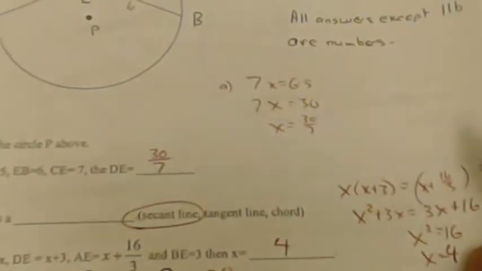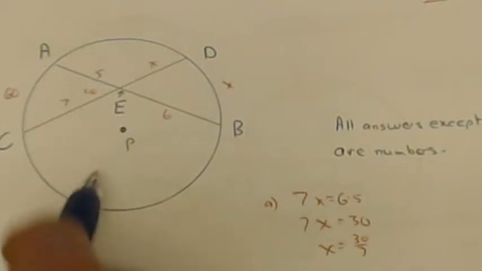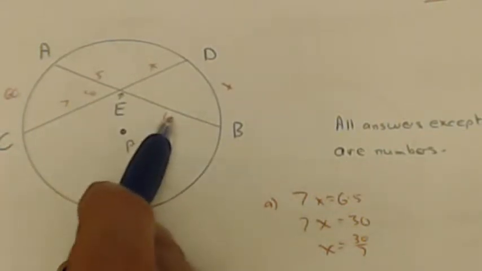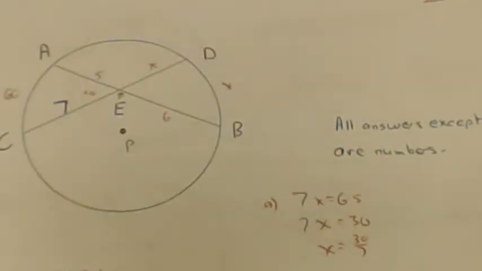Okay, on the back of our quiz then, we've got a circle P given, and we are given that this is 5, this is 6, this is 7 here, and we're trying to find that guy. So I put an X on him.